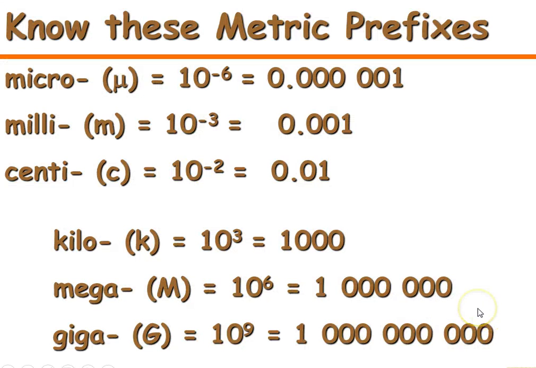There are a lot of metric prefixes, but I think in this physics class there are 6 that you really should just memorize. The 3 prefixes on the top are prefixes which make the scale smaller. Micro is 1 millionth, milli is 1,000th, and centi is 100th. These are very common prefixes. So for example, a centimeter would correspond to 100th of a meter, or 0.01 meters.